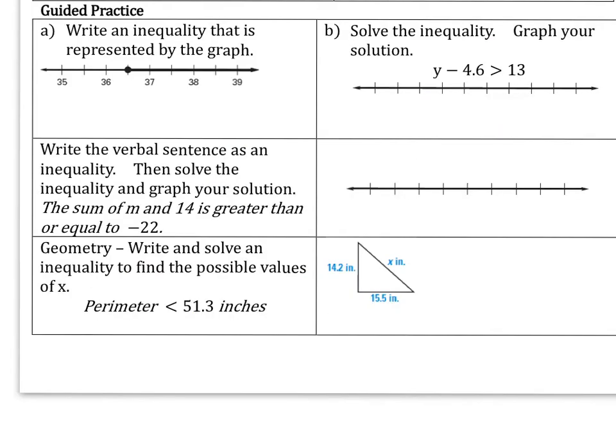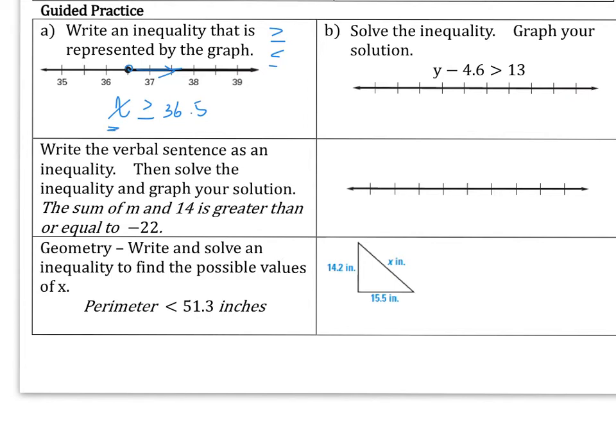Okay, let's do some practice. Part A, write an inequality that is represented by the graph. First, you need to read the point, which is negative 36.5, and it's also closed. So it has to be either a greater than or equal sign or a less than or equal sign. And since it's opening towards the right, it must be a greater than or equal sign. So we need to put x greater than or equal to negative 36.5, and you can choose any variable.